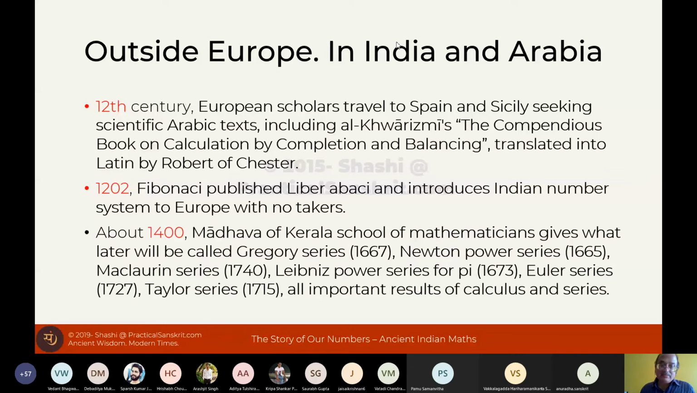Around 1400, back in India, Madhava of the Kerala School of Mathematics gives what later will be called the Gregory series, Newton power series, Maclaurin series, all these happening almost 200 to 300 years later. He's already giving all of them. One guy is giving all of them.